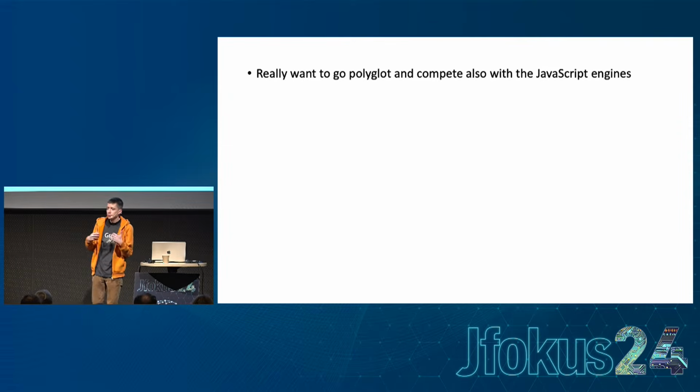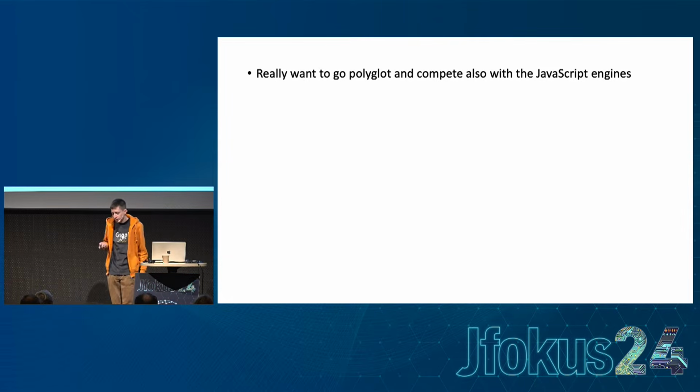But we as researchers, we really wanted to go polyglot. We wanted to not just be limited to one language, one platform. We wanted to go polyglot and compete also with other language runtimes, including JavaScript, Python, and so on and so forth. And that was also because before I joined Oracle, I did an internship at Google working on the V8 Crankshaft compiler, right? And I'm a very competitive person, so I wanted to compete with my old team, and be like, yeah, we can also do JavaScript here.